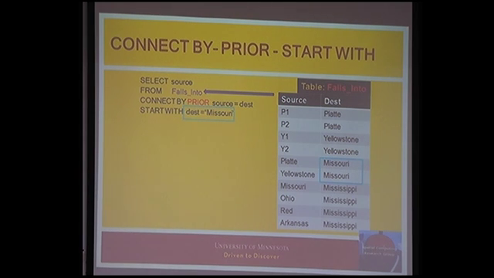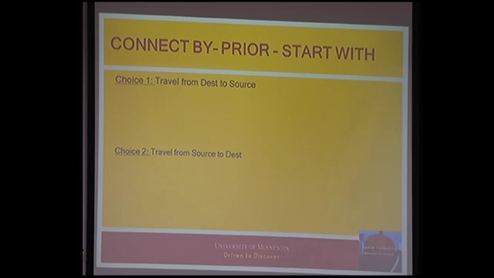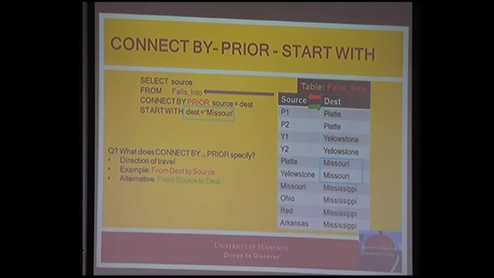So if you want to look at the execution trace, we started with destination equal to Missouri. All right, and then the direction of travel is backwards. So we went back here, and from this you will pick up Platte and Yellowstone. From Platte you will pick up P2 and P1. From Yellowstone you'll pick up Y2, and that will be your end result.